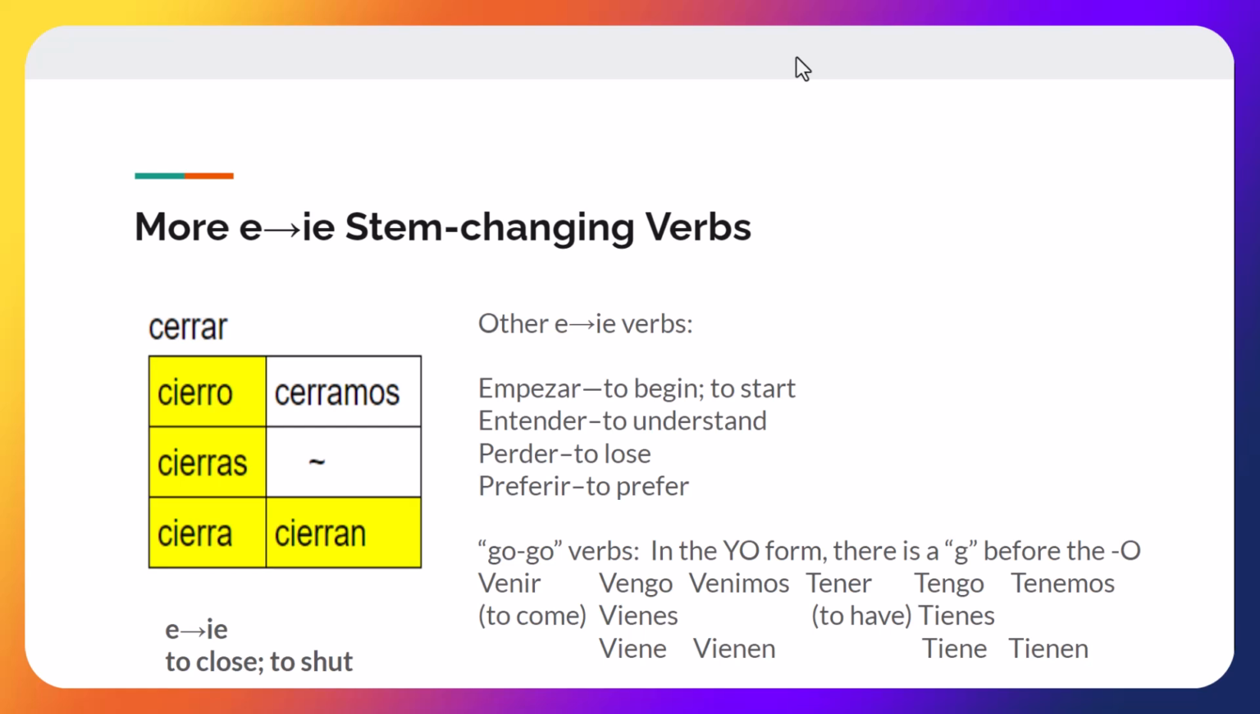All right, and then the verb tener. Tener means to have in Spanish. It is an ER verb, so my endings are O, S, A, amos, N, as you can see here. But look what we do with the stem. It's a go-go verb, and it's E to IE stem changing. So we come up with tengo, tienes, tiene, tenemos, tienen.